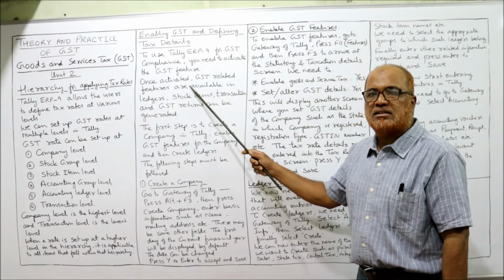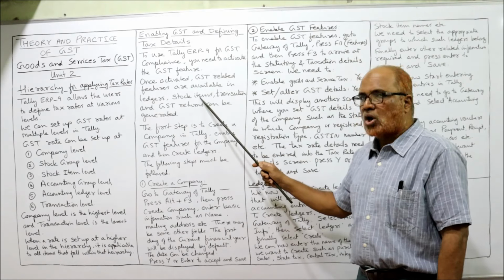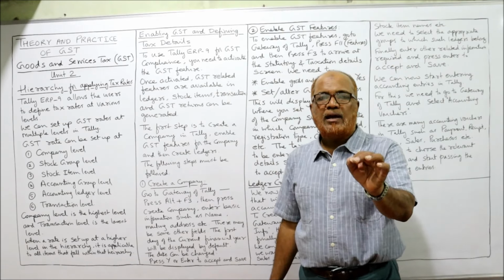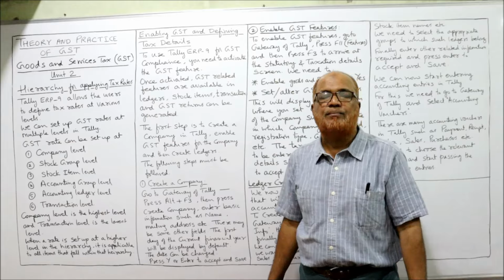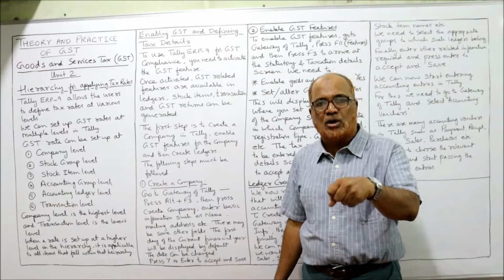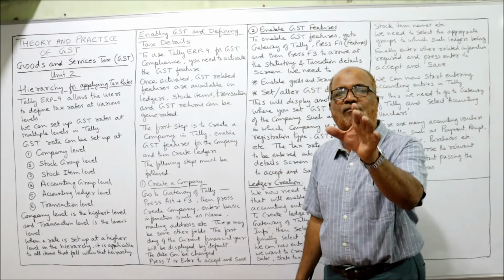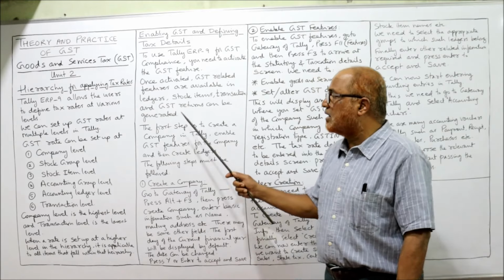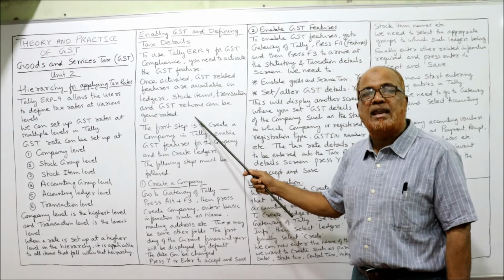Once activated, GST related features are available in the ledgers, in the stock items, in the transactions, and GST returns can be generated. Only after enabling the GST feature can you have all the GST features in the transactions, in the groups, in the stock items, and in the ledgers. Then you can prepare and generate the GST returns.